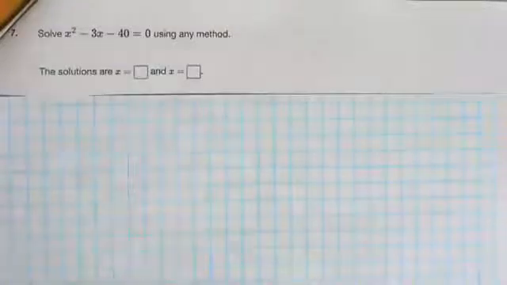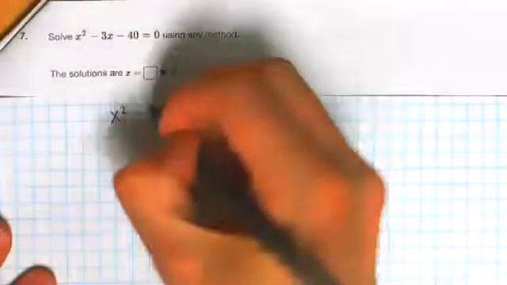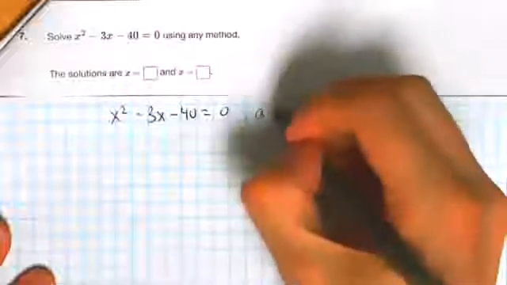So let's go ahead and do this by factoring. When we factor something like this, x squared minus 3x minus 40 is equal to 0, we first need to think about what our a times c is.